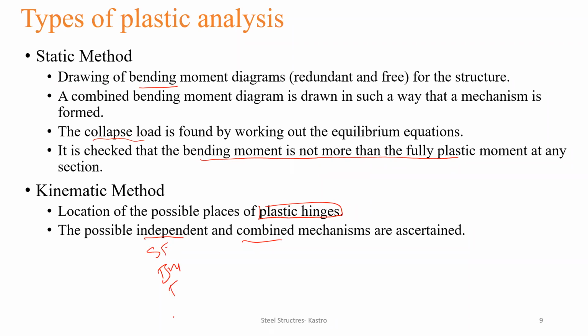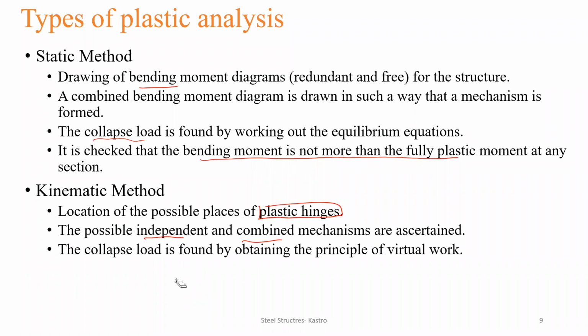So independent is nothing but if you have only one force that is acting on the joint or that is acting on the member, it is called an independent mechanism. Combined mechanisms are nothing but if there is more than one mechanism that is getting formed, that is called a combined mechanism. So you're going to find out the independent mechanisms and the combined mechanisms in the kinematic method.